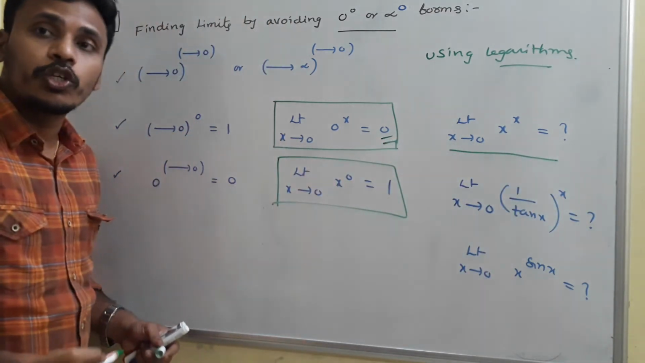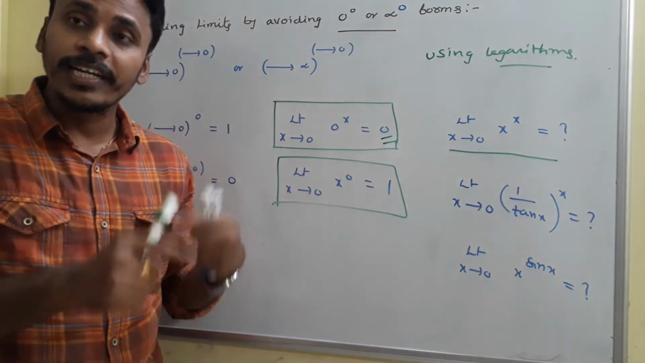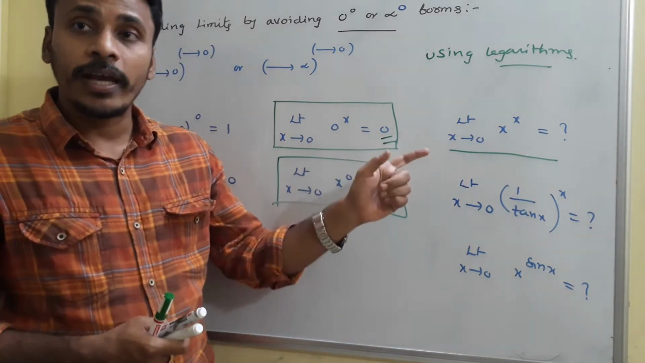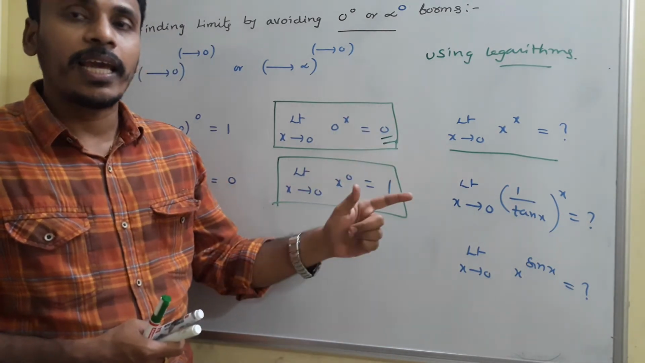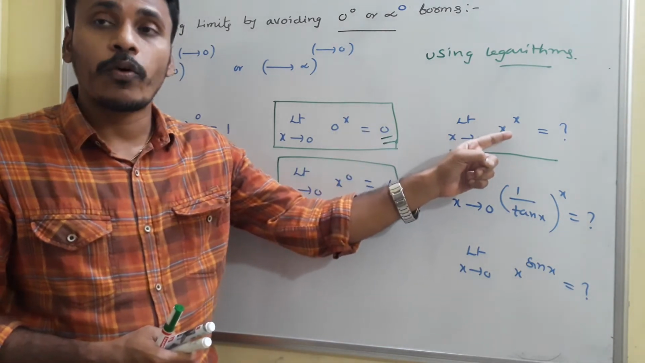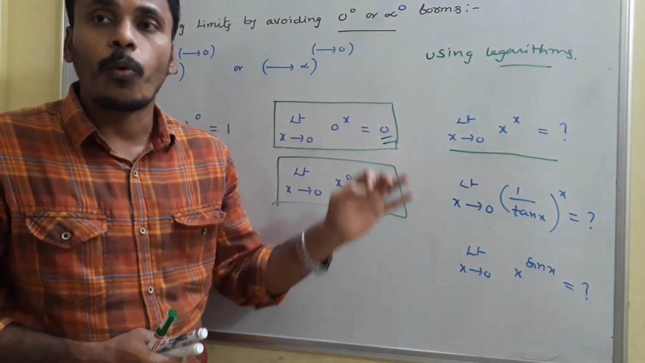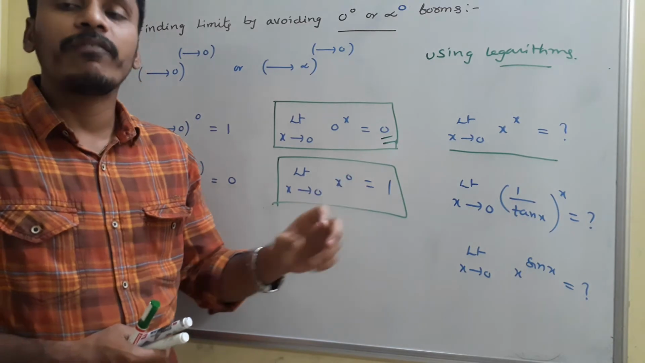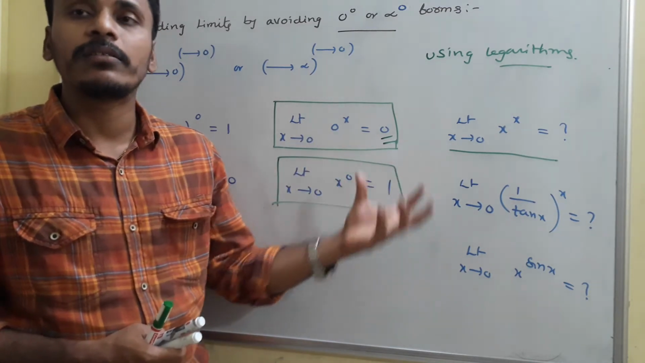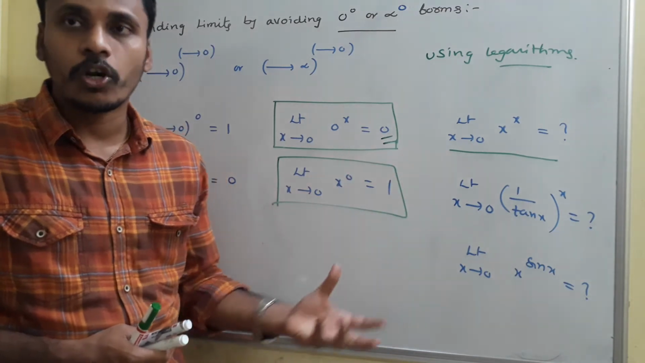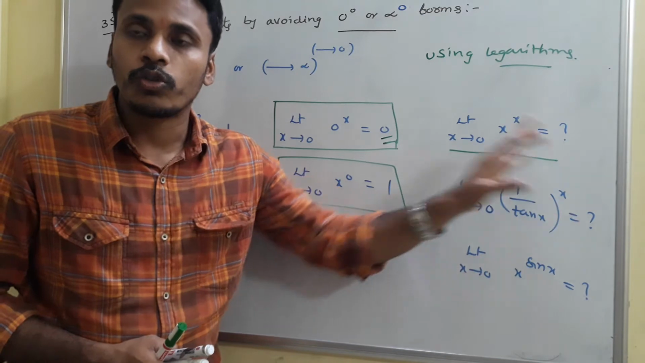Right. And now you just think about this particular problem. Limit x tends to 0, x power x. Here the base is tending to 0, it is changing. The power is also x, which is also tending to 0, which is also changing. In that case, limit x tends to 0, x power x is an indeterminate form if you directly substitute 0. Then to avoid that indeterminate form, we need to go for some logical trick, and that logical trick is just logarithms.